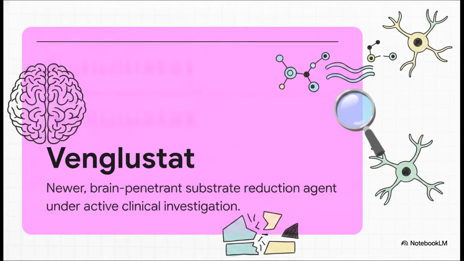Let's move to the vanguard of research for a second and look at what the future holds. Remember how ERT can't cross the blood-brain barrier, making it basically useless for the neurological symptoms of types 2 and 3? Well, scientists are actively investigating an incredible new drug called venglustat. This is a brain-penetrant substrate reduction agent that's currently in clinical trials. By actually crossing the blood-brain barrier, it could finally offer a way to treat the devastating neuropathic forms of this disease. It's addressing a massive unmet need that literally none of our current approved options can even touch.